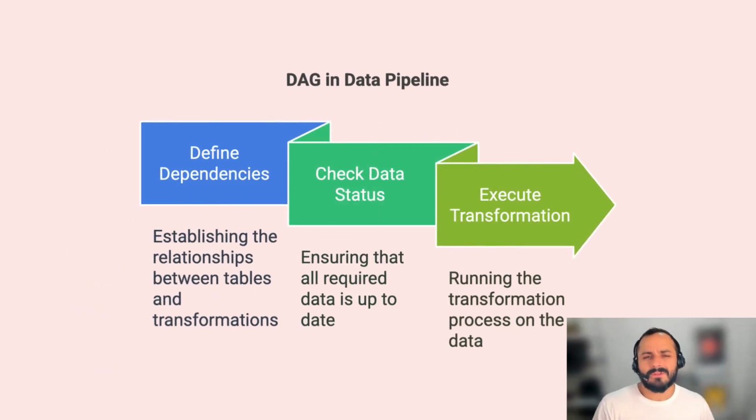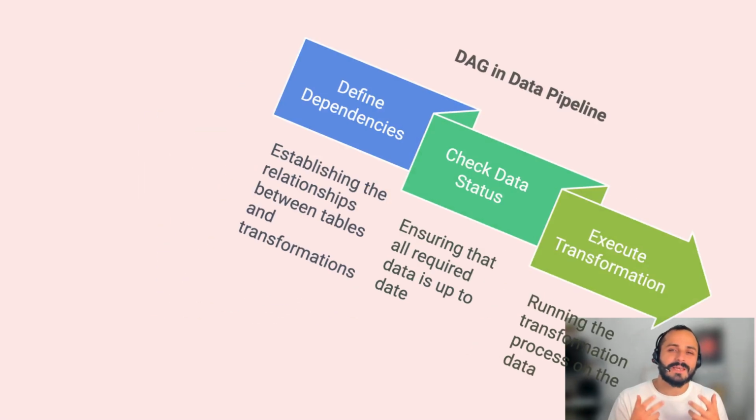So let's talk about DAGs, why DAGs matter in your data workflows. At the core of ELT's efficiency is something called a directed acyclic graph, DAG. Simply put, a DAG is like a roadmap for your data pipeline, ensuring every transformation happens in the right order. Imagine you're cooking a complex dish. You can't bake the cake before mixing the ingredients, right? DAGs work the same way.